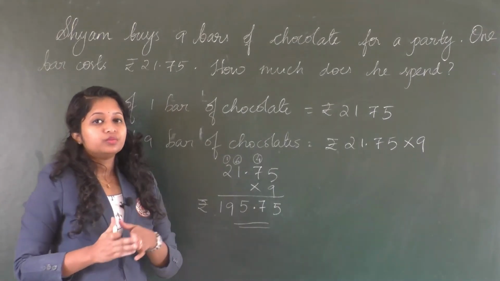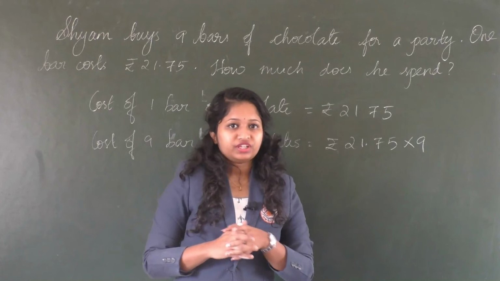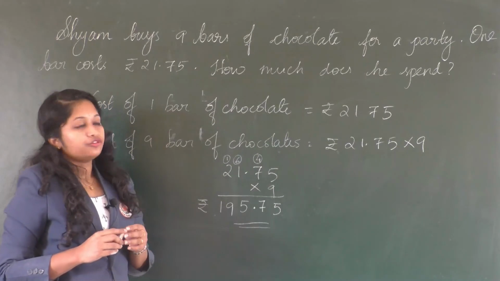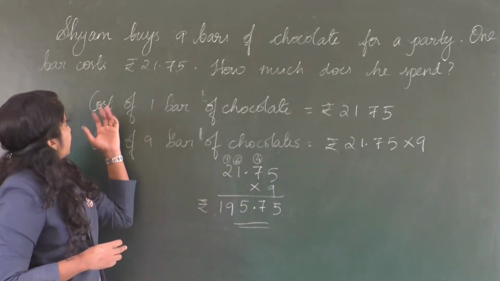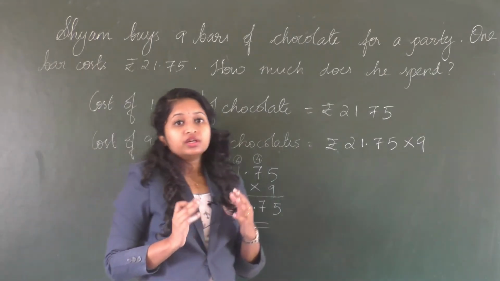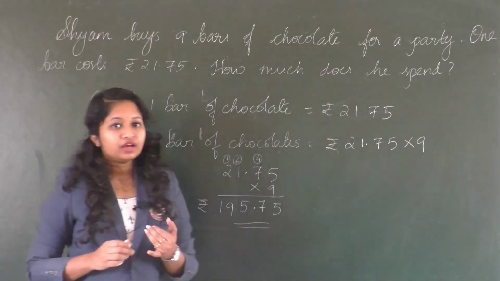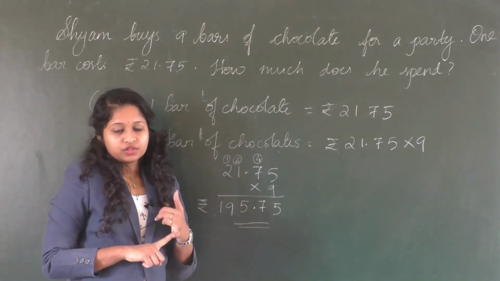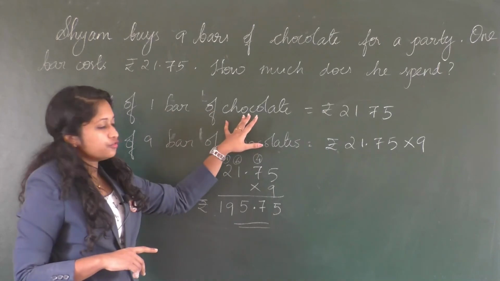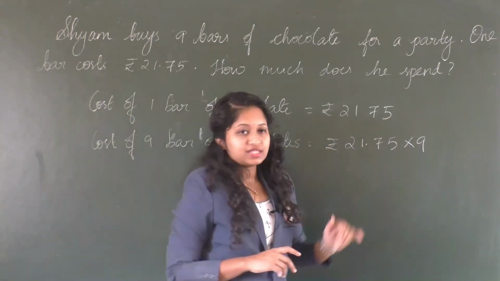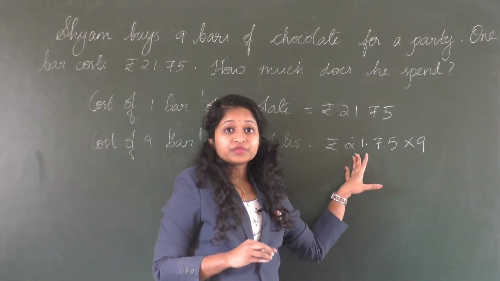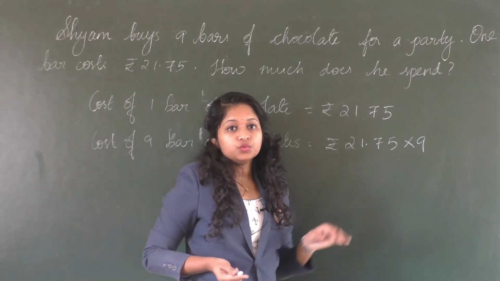So children, I have one more question from money in real life. Okay, the question is, Shyam buys 9 bars of chocolate for a party. 1 bar costs rupees 21.75 paise. How much does he spend? So we have the cost of 1 bar of chocolate. So it's easy to find the cost of 9 bars of chocolate. The cost of 1 bar of chocolate is given as 21 rupees 75 paise. So what is the cost of 9 bars of chocolate? It is 21 rupees 75 paise into 9.